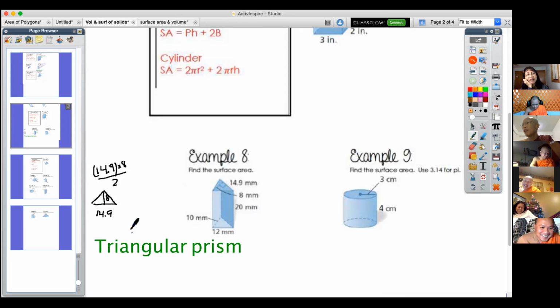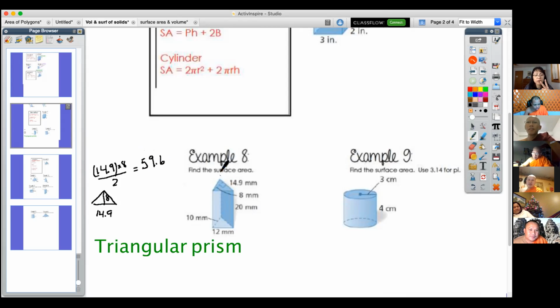Use the calculator and it gives 59.6. The number is wrong again, it comes out 59, right? 14.9 times 8 and then divide by 2, what do you get? 59.6. Okay, 59.6.